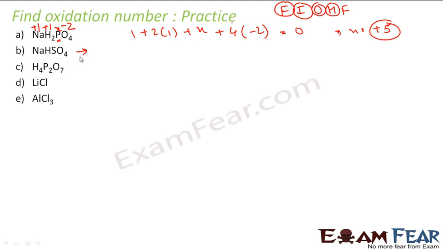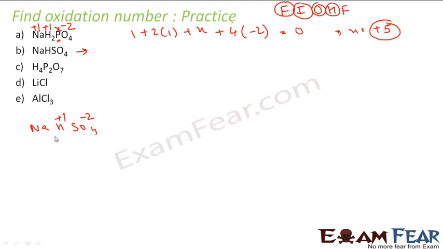Next example, NaHSO4. Here also we'll do the same thing. We'll apply the same formula. Free we can't apply, it's not a free element. Ion we can't apply, it's not an ion. Oxygen, yes, we'll have oxidation state of -2 here. So let me write here NaHSO4 so that I'll get more space. This is -2 here. Correct. Hydrogen +1. Again I have sodium and sulfur.